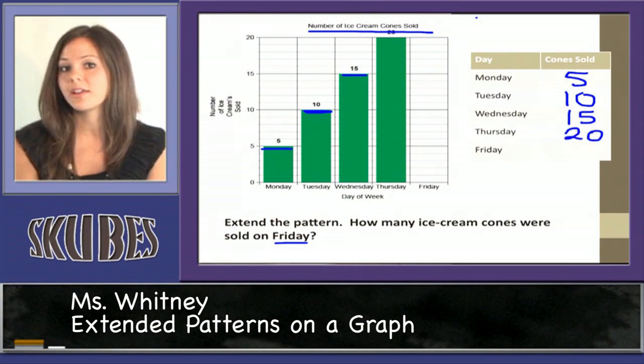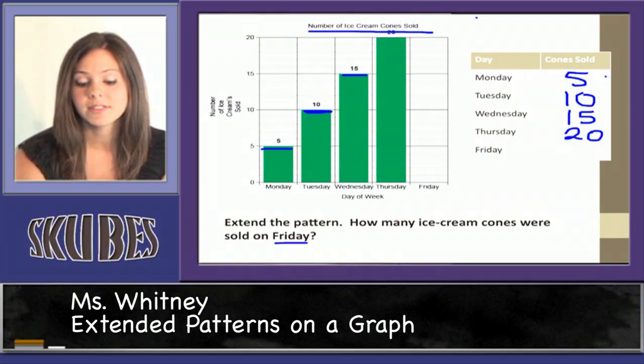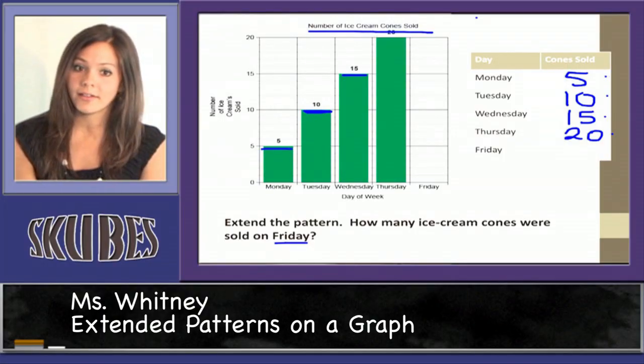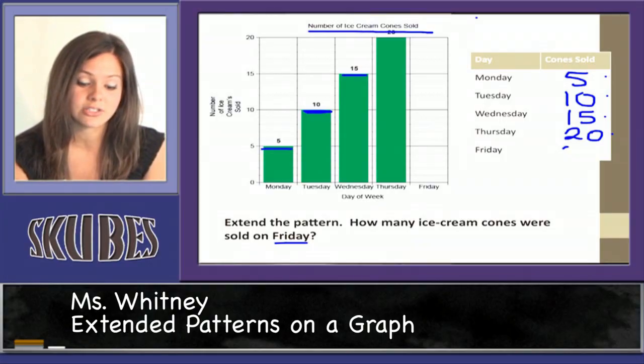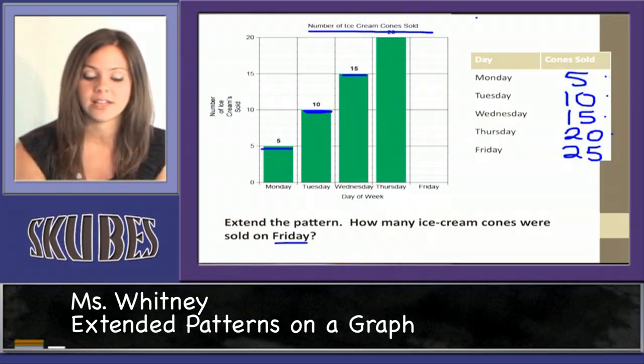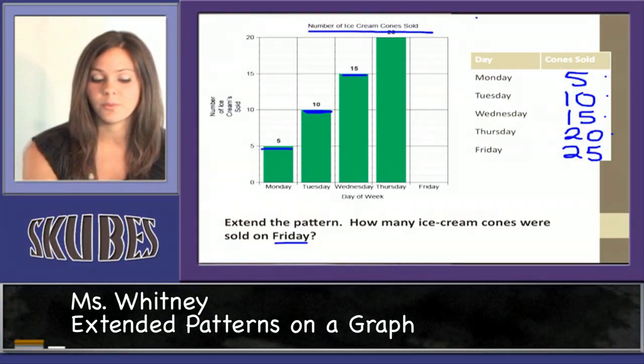We can see that we're counting by fives. 5, 10, 15, 20. So on Friday, 25 ice cream cones were sold. We extended the pattern to find our answer. Let's look at another one.